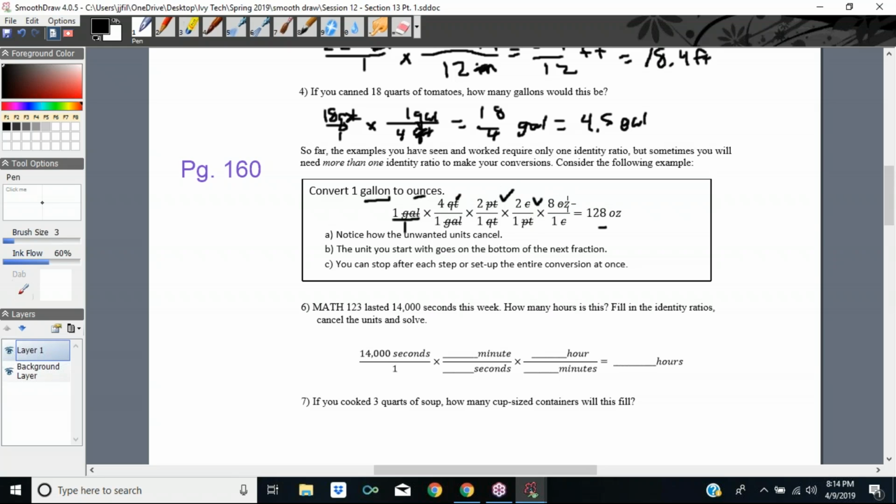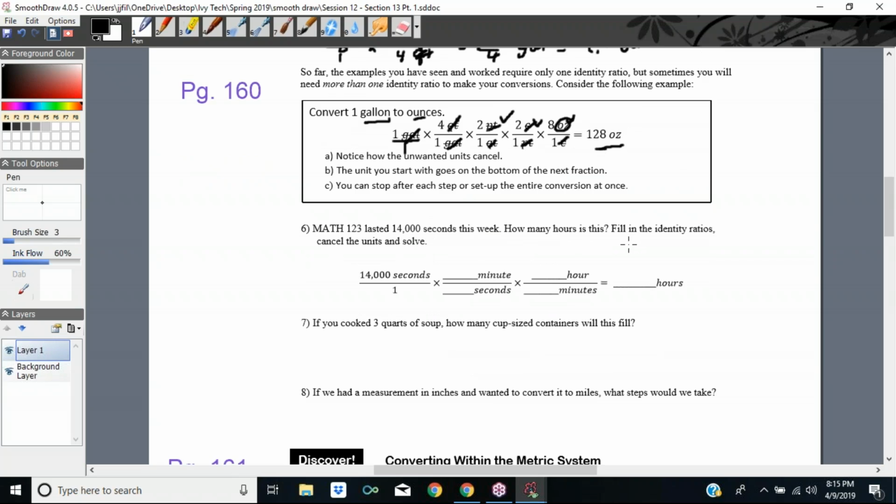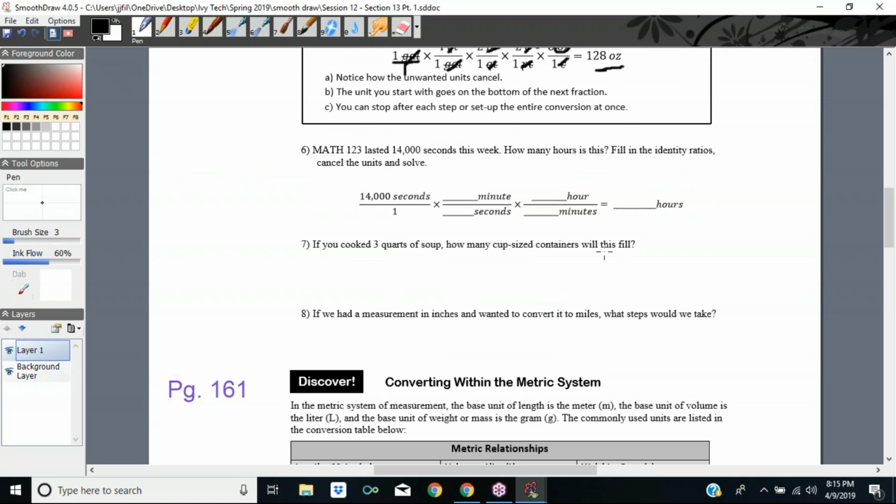So we're multiplying all these. So gallons cancel out. Now we're going to go from quarts to pints. Notice how quarts are on the bottom to make that work. Pints are on the bottom next to make that work. And then cups, and we're left with ounces. So 4 times 2 times 2 times 8 is 128 ounces. So let's see how this works again with number 6.